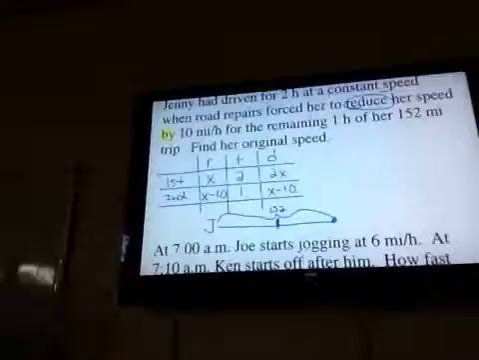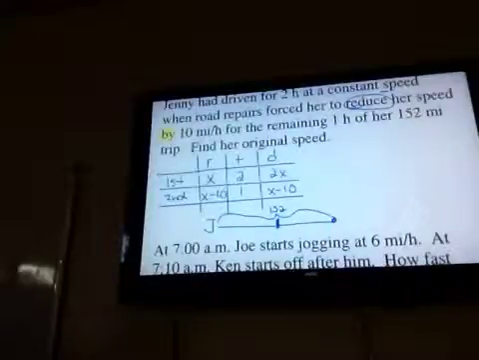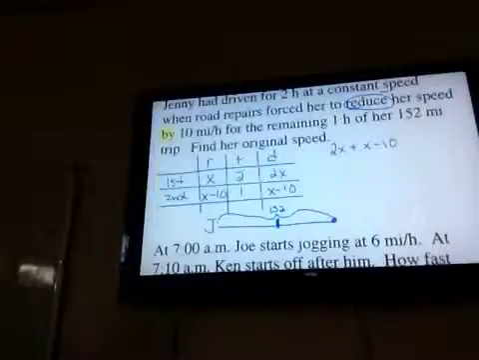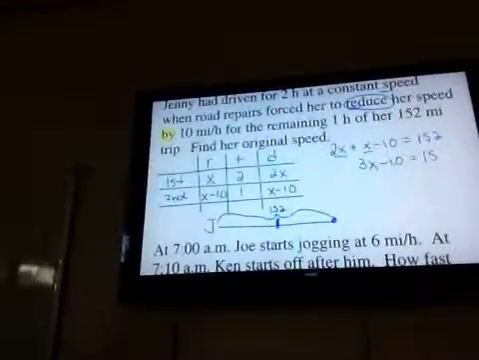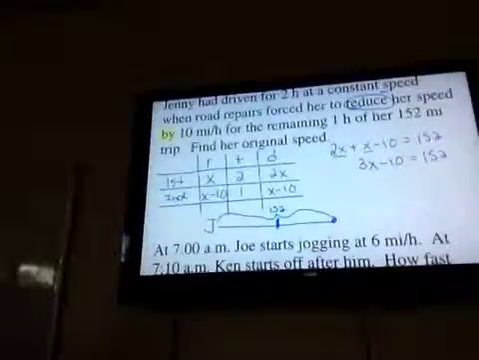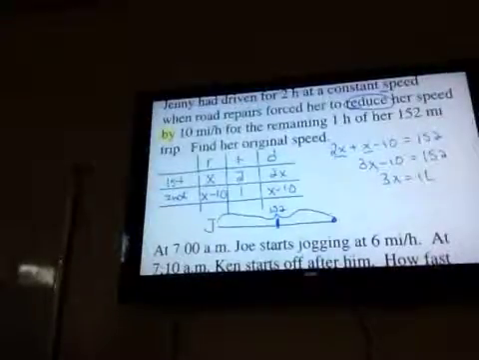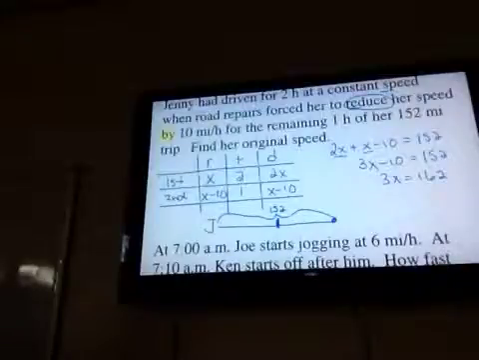So this is going to be a distance plus a distance is a total distance. So 2x plus the distance of the second part, x minus 10, equals 152. Collect your x's. 3x minus 10 is 152. Add 10. 3x is 162. And divide by 3. And you get 54.